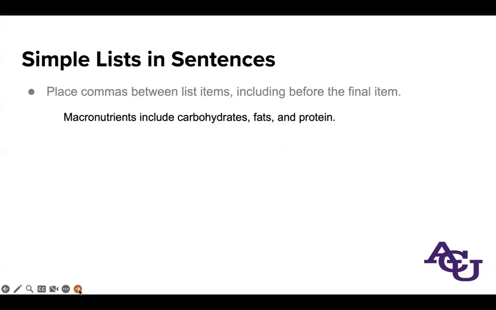So first of all, let's talk about a simple list. A simple list is just a list of ideas that forms a part of a sentence. For instance, here's one. Macronutrients include carbohydrates, fats, and protein. Here, the words carbohydrates, fats, and protein form the simple list. Notice that we have commas between all the list items, including before the last one, and protein. This comma before the final list item is what we call a serial or Oxford comma, and it is required in APA format. It helps the reader see when you get to the end of the first part of the list and signals, hey, we're coming to the last item.